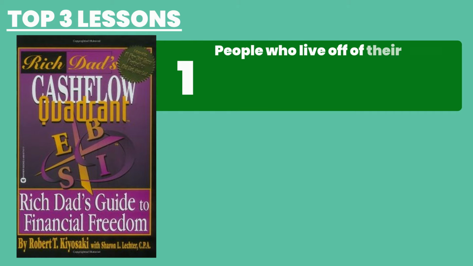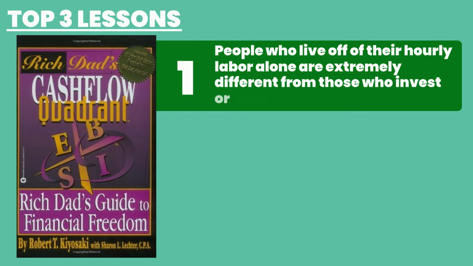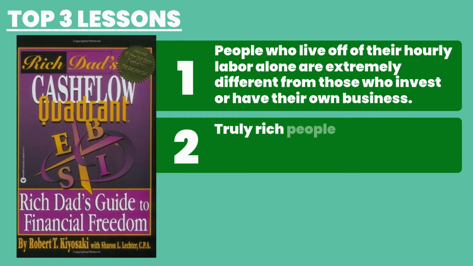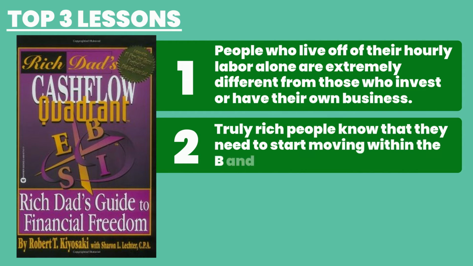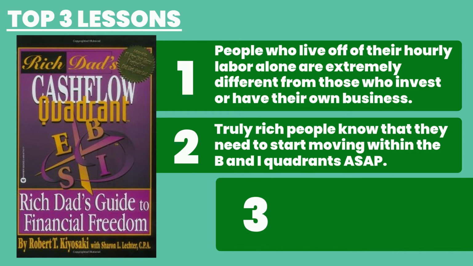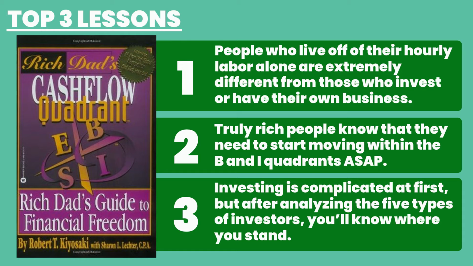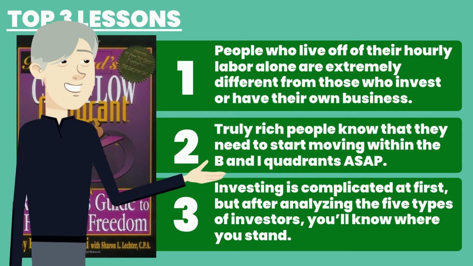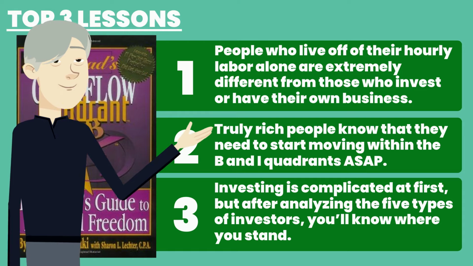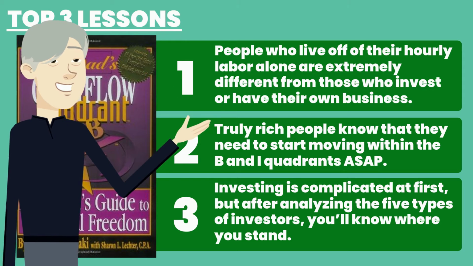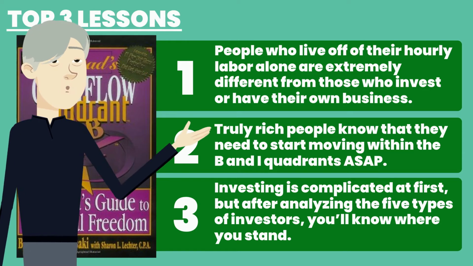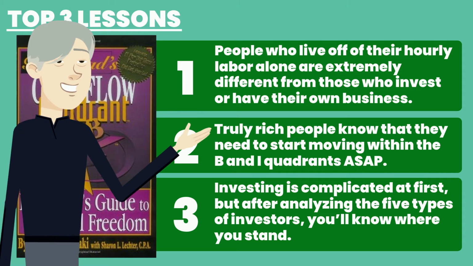1. People who live off of their hourly labor alone are extremely different from those who invest or have their own business. 2. Truly rich people know that they need to start moving within the B and I quadrants ASAP. 3. Investing is complicated at first, but after analyzing the 5 types of investors, you'll know where you stand. If you loved Kiyosaki's first book, or if you want to learn more about reaching financial independence, you're going to love what's next. We're analyzing each lesson in detail here, so let's start.